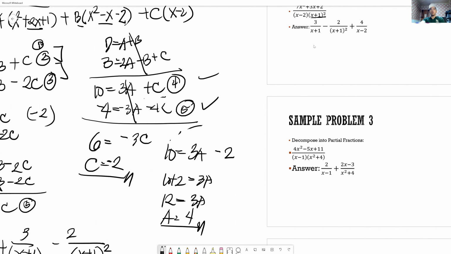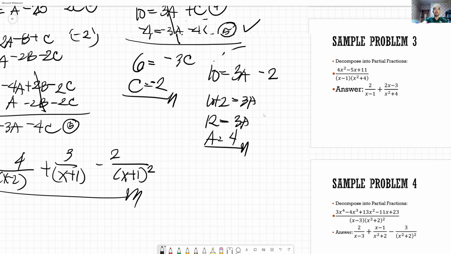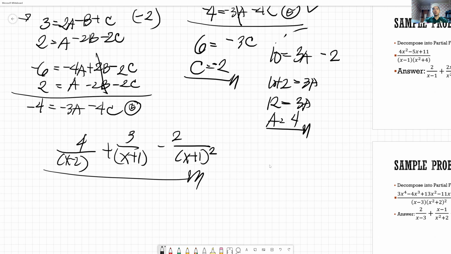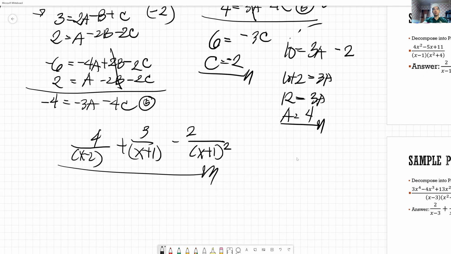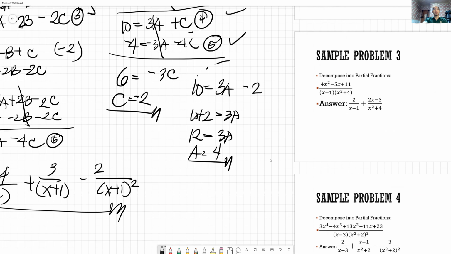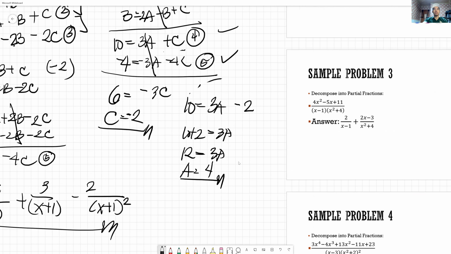Okay, so do you have any problems or questions with regards to this sample problem? If you have one, don't hesitate to send me a private message so that I can give you some clarifications that will aid you in your learning process.